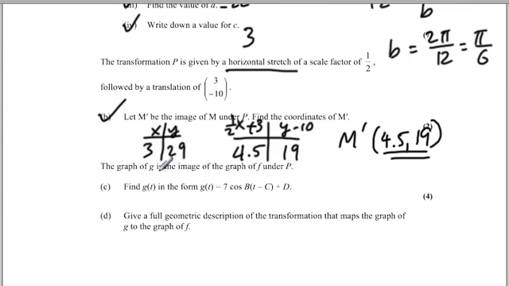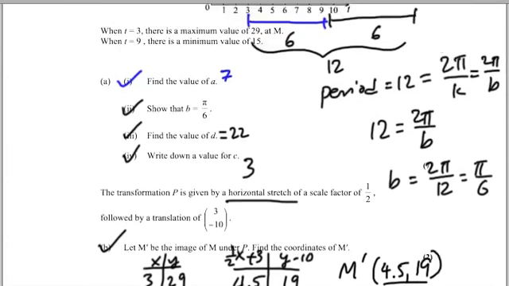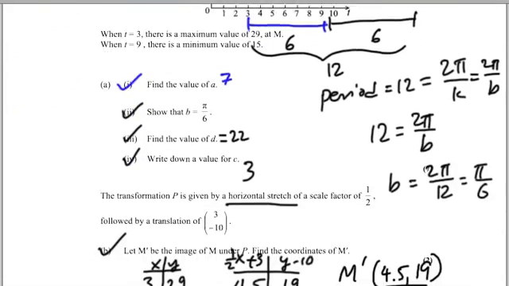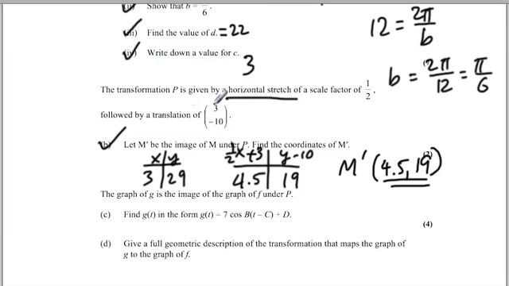Now, the graph of G is the image of the graph of F under P. So what that means is they take this graph right here, this is your F, okay, and then they do some transformations, which is this stretching here followed by that translation. So after you do this transformation, you get G, right? So after you do the transformation, you get G. So find G of T in the form G of T is equal to blah, blah, blah. Okay, so how do we do that?